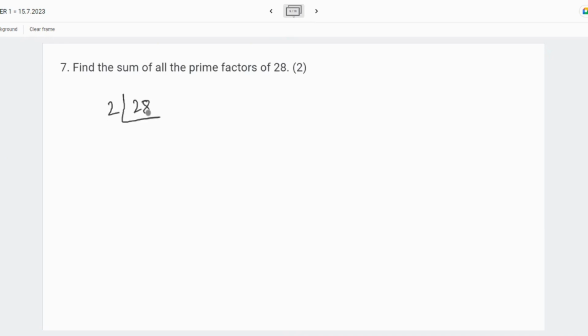I hope this was clear. Now we are moving on to the next question. Find the sum of all the prime factors of 28.